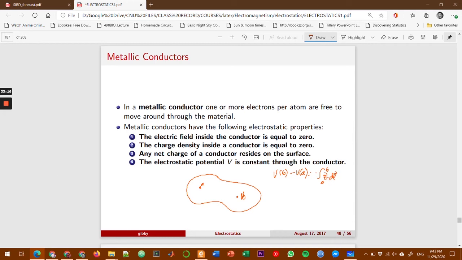And since ang imong electric field sa conductor anywhere inside the conductor is always 0, so this is 0. So we have VB minus VA. Therefore, VB is VA. This would only mean na mo na siya nga postulate that the electrostatic potential V is constant throughout the conductor. Okay? The same ang value sa iyang potential.